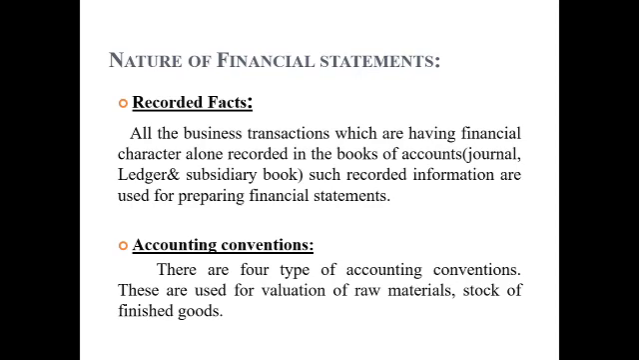Usually the financial statements are prepared based on final accounts, where we will focus on the accounting cycle. The accounting cycle is nothing but first we prepare the journal entries. After that we go for ledger accounts and subsidiary books, and finally the trial balance. Based on that we go for the trading account, profit and loss account, and balance sheet. All the business transactions which have a financial character are recorded in the books of accounts, and based on that the financial statements are prepared.